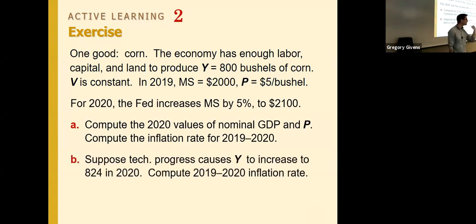Part B, do the exact same exercise, but this time assume that there was some technological growth that caused real bushels of corn to increase to 824 in 2020. In other words, real GDP here rose by 3% at the same time that the money supply increased by 5%. What happens then to nominal GDP, the price level, and inflation as a result? Why don't you guys take about 3 or 4 or 5 minutes to work on that, and then we'll compare answers together, and then we'll call it a day.